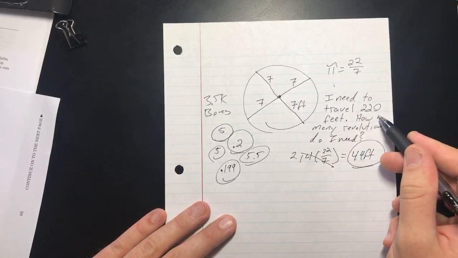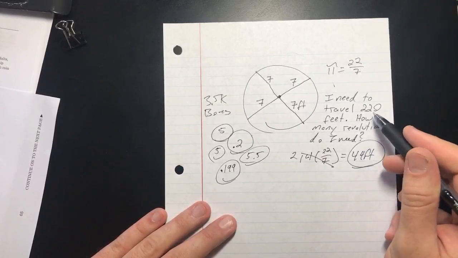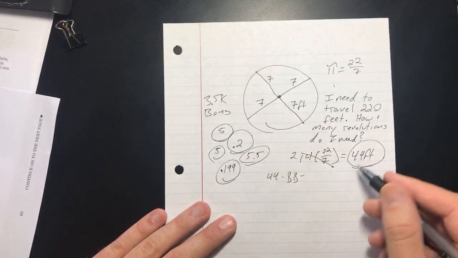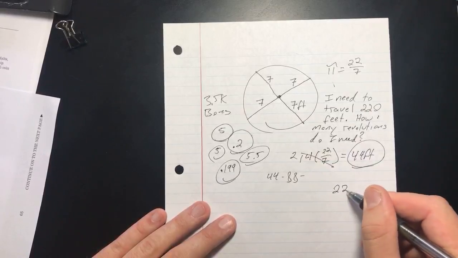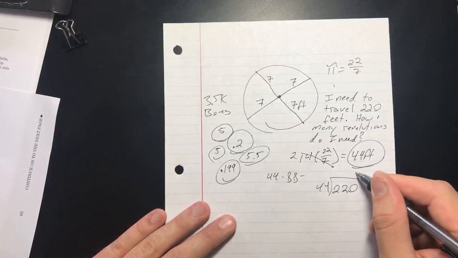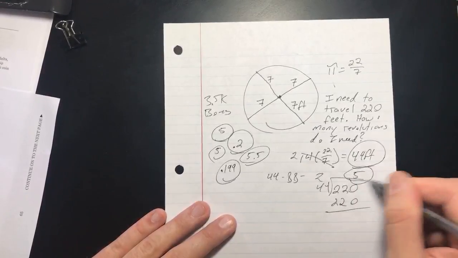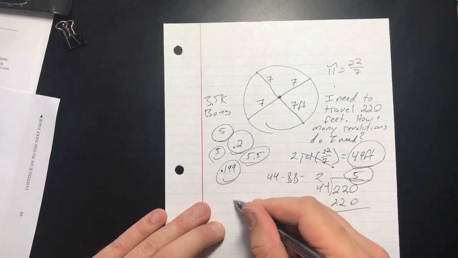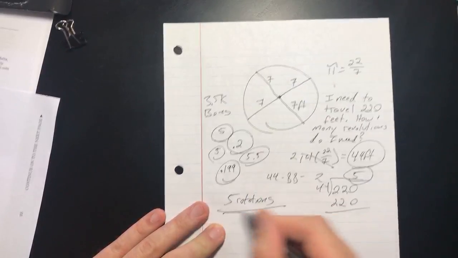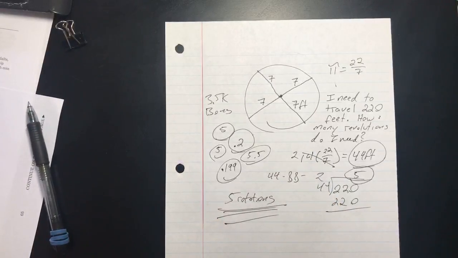Now, we need to get to 220. So how many times can 44 fit into 220? Now, I could go 44, then 88, and keep going, but I'm just going to divide. So I got my 220, and I got my 44. This doesn't go in, so 5, 20, 22. Bang, we're done. The answer is 5 rotations. Does anyone have any questions about that? Because this is a pretty easy rotation problem.